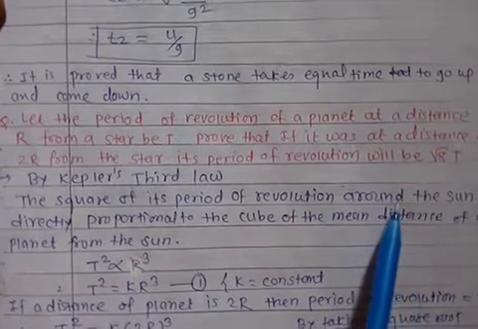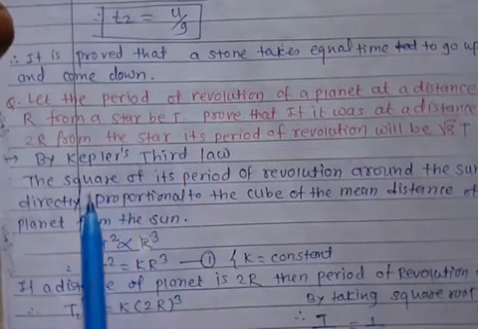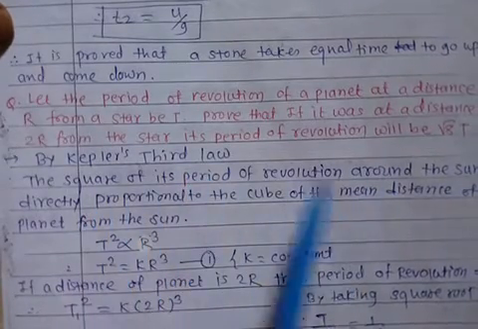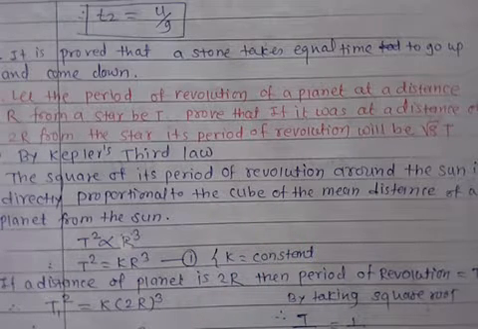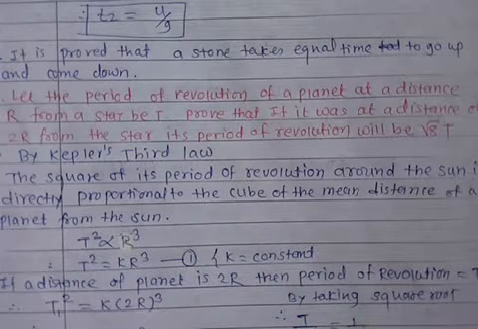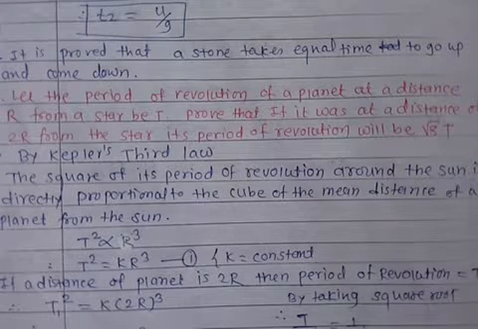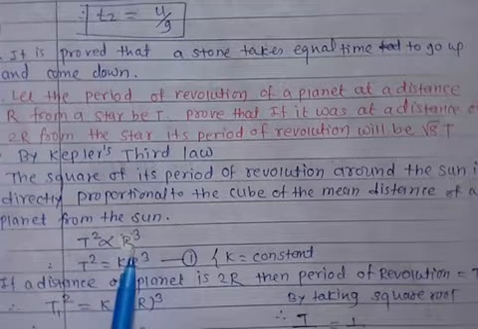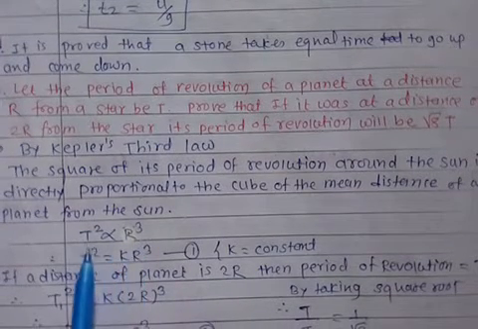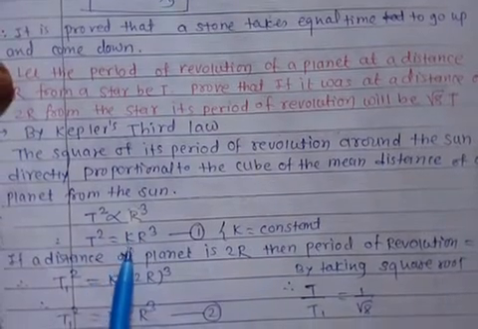Understand that question? Look here. Kepler's third law. What is that Kepler's law? The square of the period of revolution around the sun is directly proportional to the cube of the mean of the distance of the planet from the sun. Means t square is directly proportional to r cube. That r means the mean distance of the planet from the sun. That is, t square is directly proportional to r cube. T square equals k r cube.